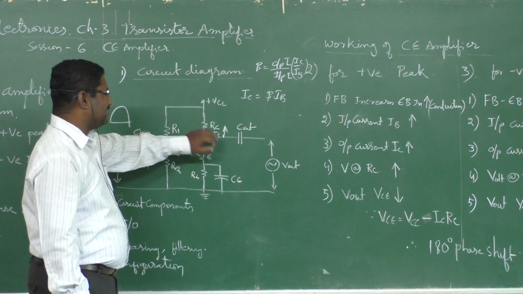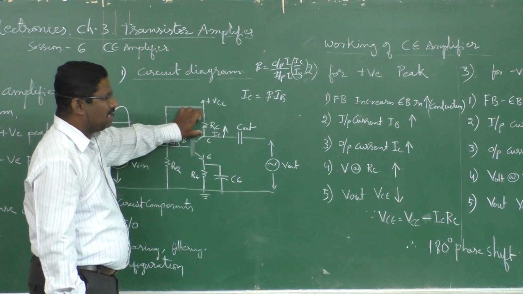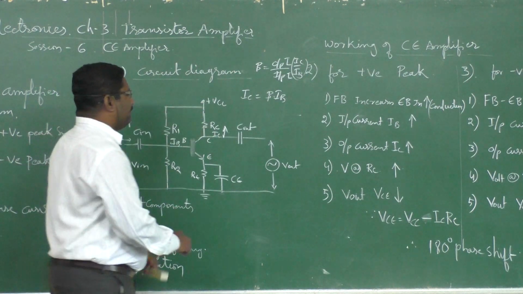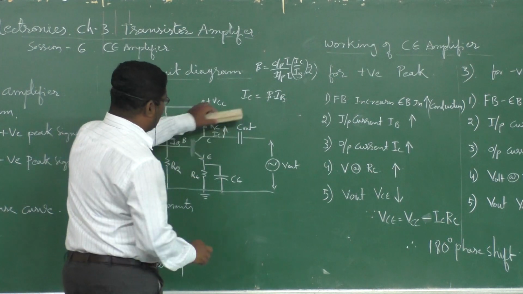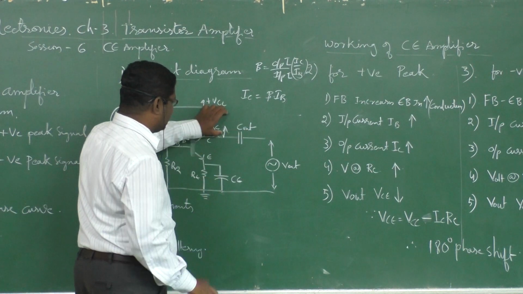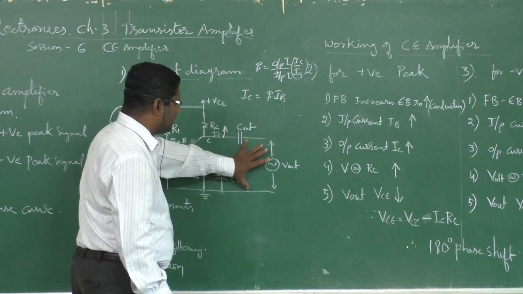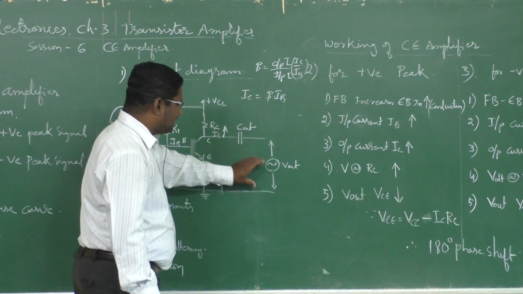When the output current increases, what happens to the voltage drop across RC? That also increases. When the voltage drop across it increases, what happens to the output voltage? That starts reducing.